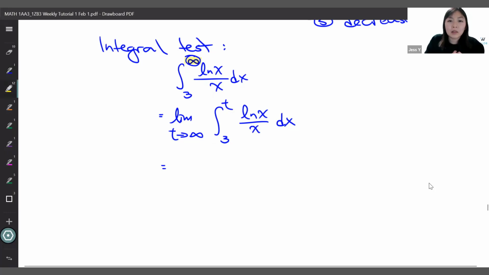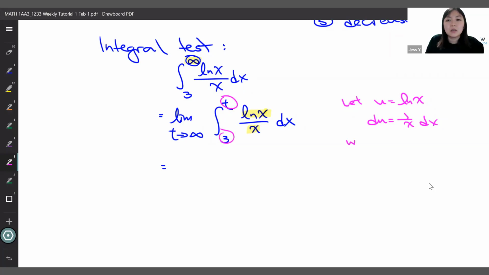For this one, since we have a ln x, and remember the derivative of ln x is 1 over x, which we do see here, we're actually going to use a u substitution. So I'm going to let u be ln x, so du is going to be 1 over x dx. Since I have bounds as well, I'm going to replace these. When x equals 3, u is ln x, so that becomes ln 3. When x equals t, the upper bound, u is going to be ln t.